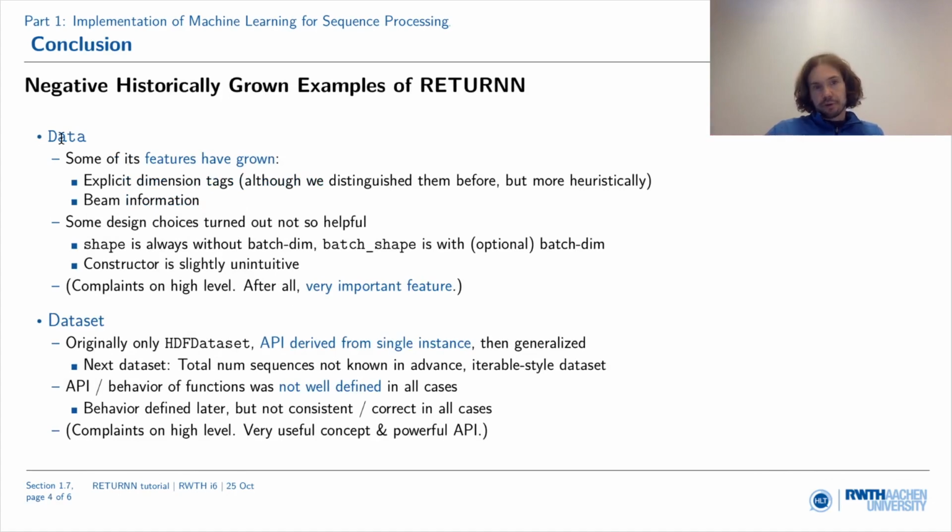Data, of course, is very useful to have in return, but also the features have historically grown. For example, dimension tags were introduced later. We already distinguished them before, especially for attention models. You need to do that, but it was a bit more heuristic. Beam information also was added later. We also had that before, but that got cleaned up later on.